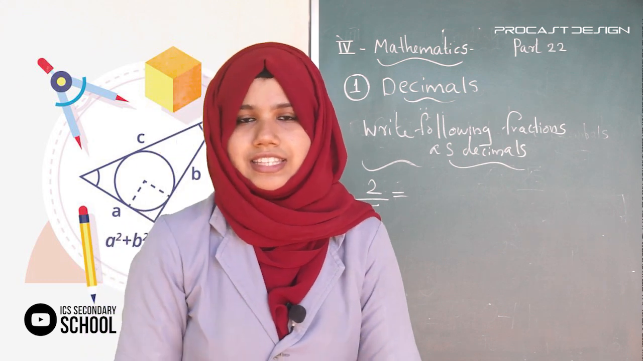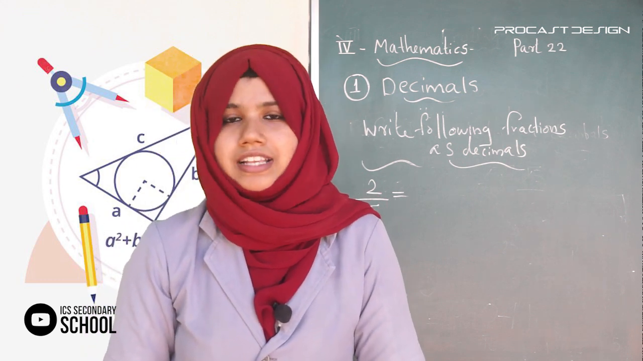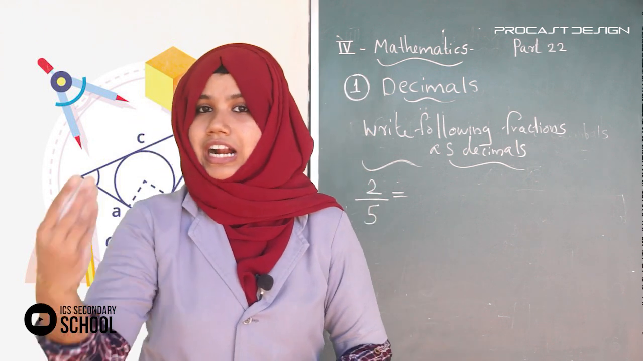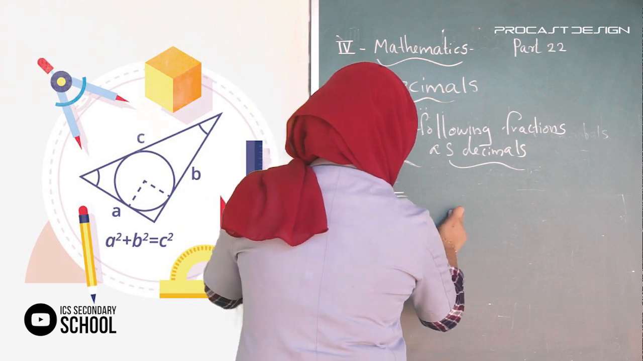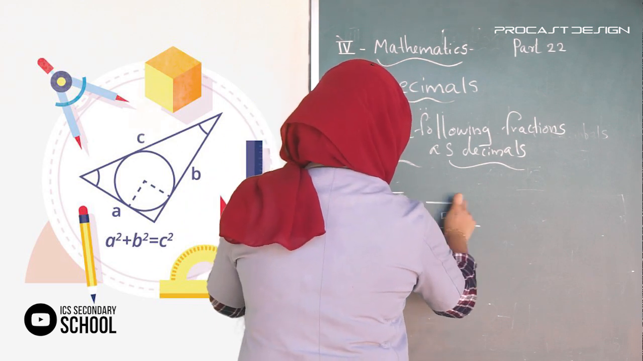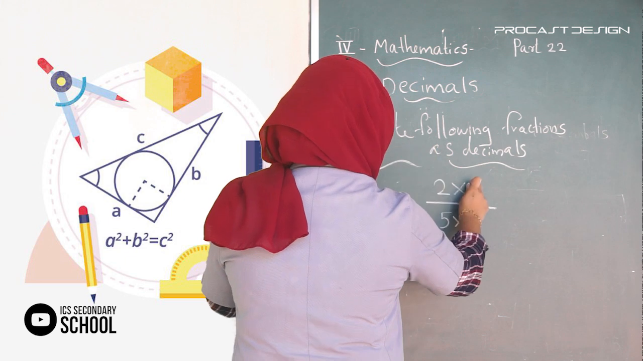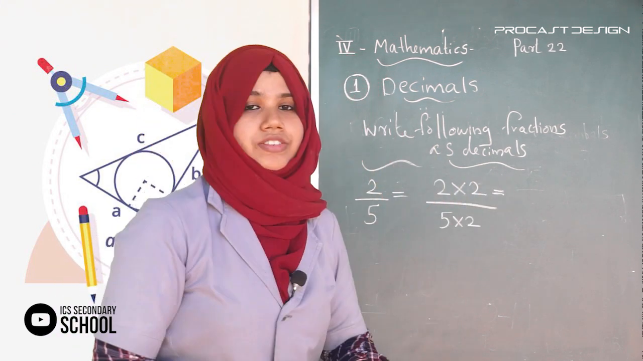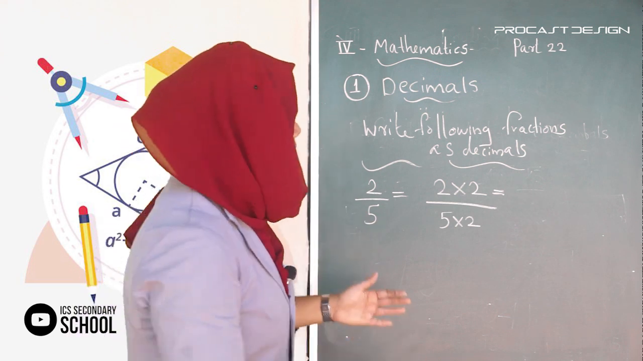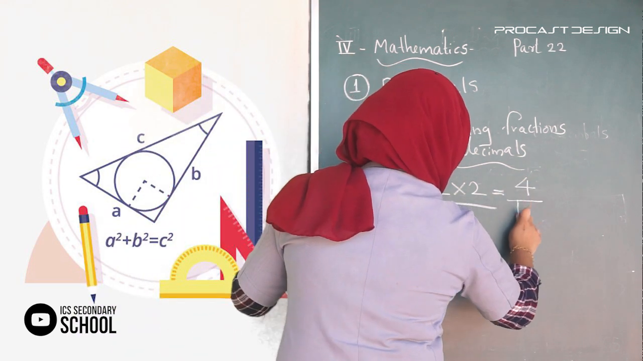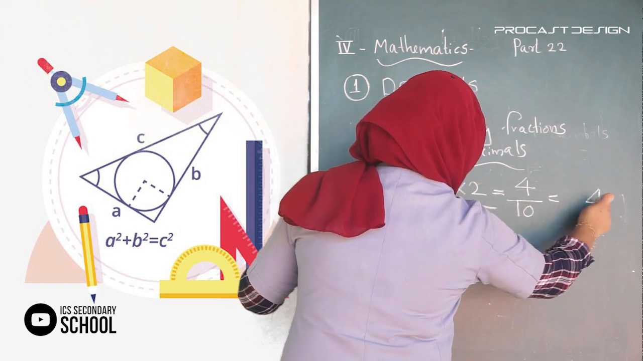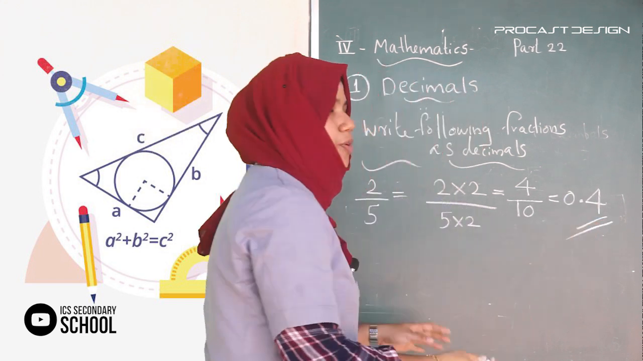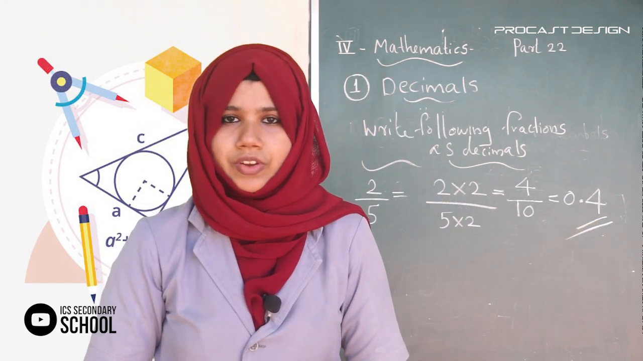We already learned that in decimal numbers, the denominator has 10, 100 or 1000. Here the denominator is 5, so we have to convert this to 10. 5 into 2 is 10. At the same time, this is an equivalent fraction, where the denominator and numerator are multiplied by the same number. So 4 by 10, and 4 by 10 we can express as 0.4. Is it clear? Okay.